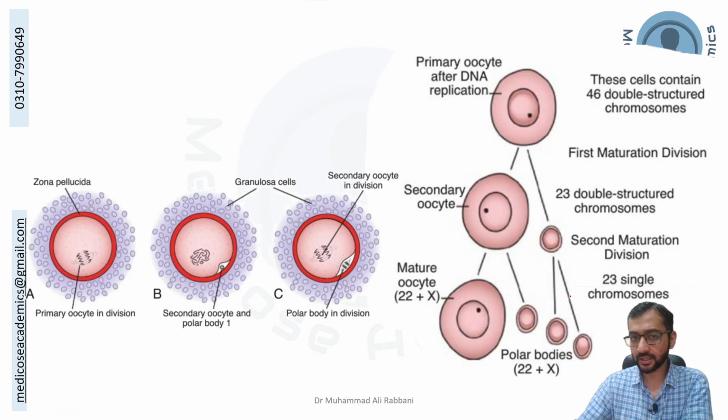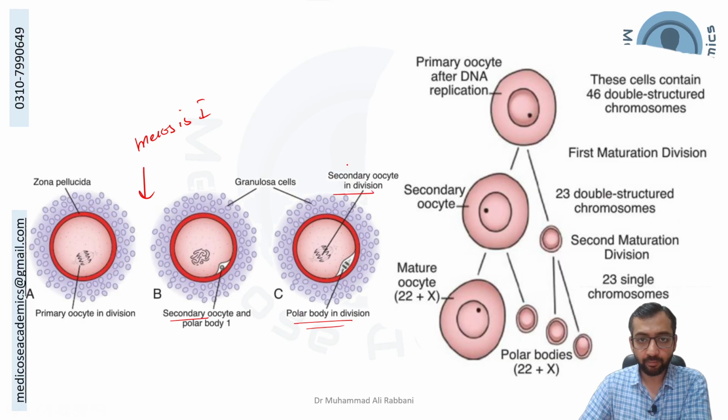These things are shown in these pictures from Langman's embryology. You have the primary oocyte in division, then you will have meiosis 1, and you will have the secondary oocyte with the first polar body, and this will be arrested in metaphase. This will remain arrested in metaphase.